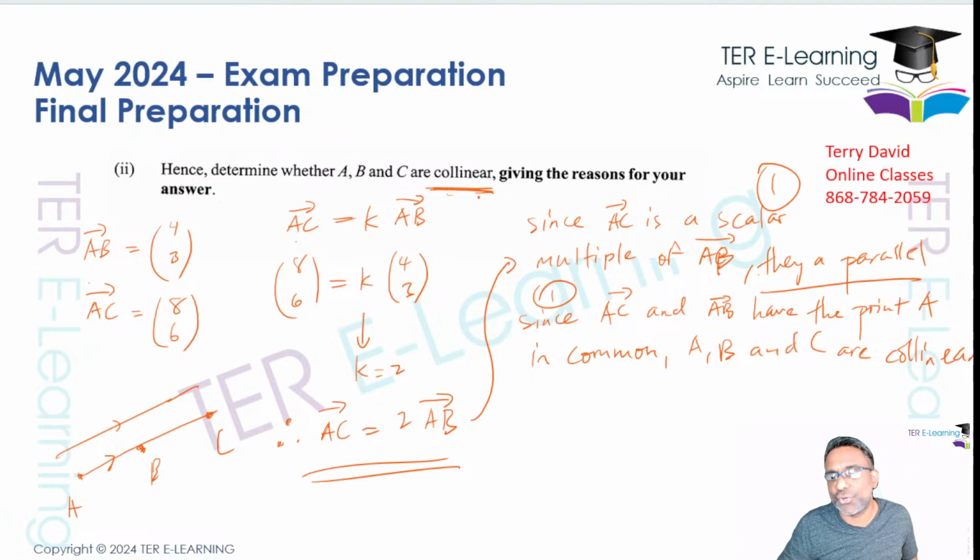I see students struggle to answer a question like this, but there are 2 things we need to say. We need to prove that the vectors are a scalar multiple of each other, so they're parallel. And once they're parallel, it means that these 2 vectors are going to be collinear because they have a common point. So there are 2 things required here.